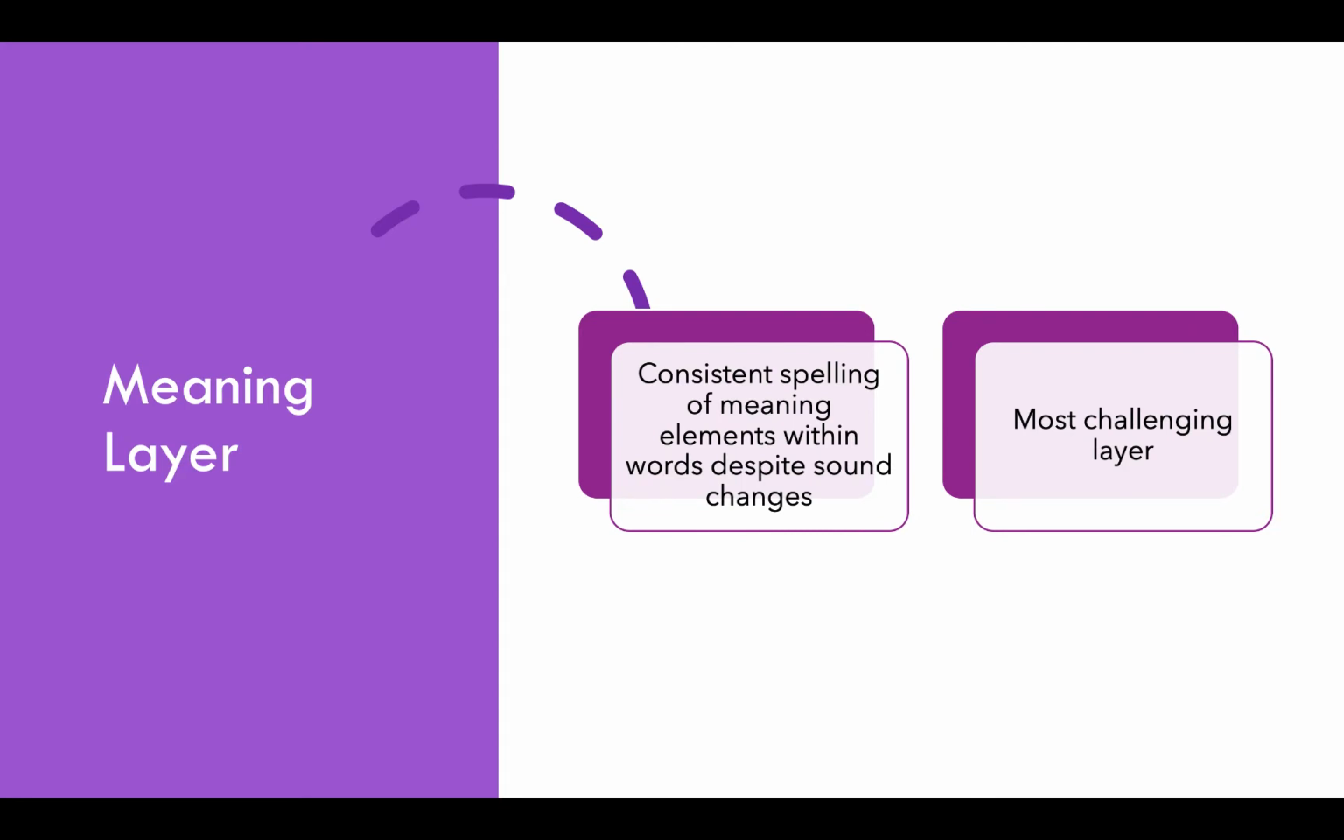The third layer of English orthography is the meaning layer. When students learn that groups of letters can represent meaning directly, they will be much less puzzled when encountering unusual spellings. Examples of these units or groups of letters are prefixes, suffixes, and Greek and Latin roots. These units of meaning are called morphemes, the smallest units of meaning in language.